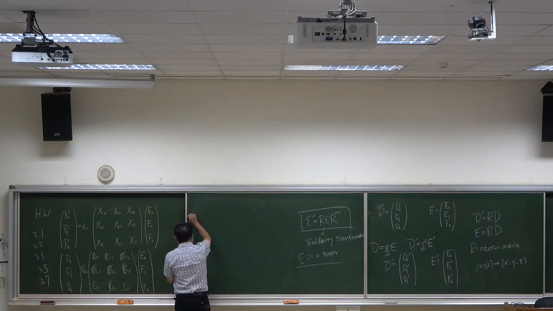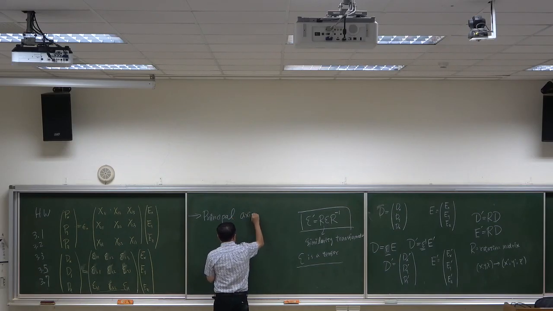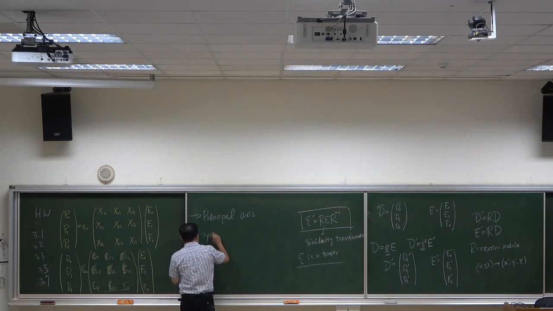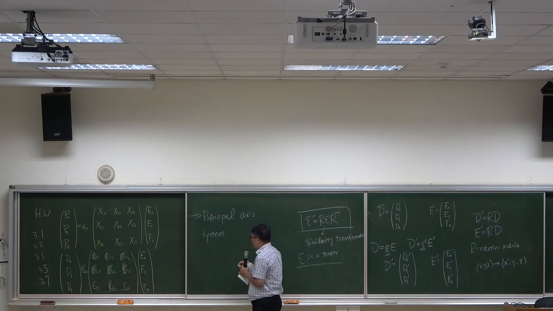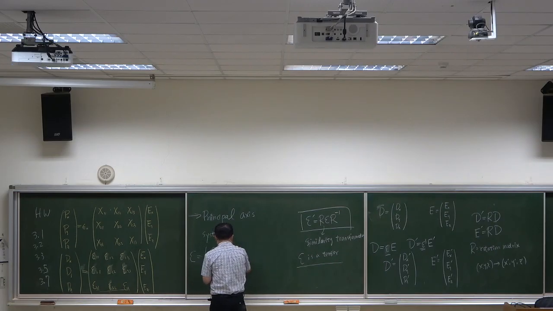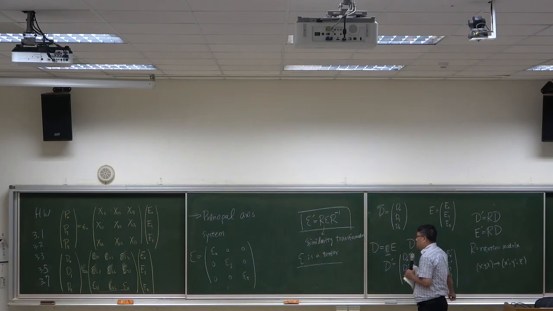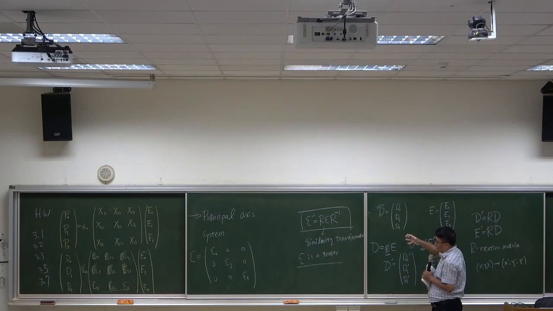We change our coordinate to the so-called principal axis system. In the principal axis system, we have epsilon written as epsilon x, 0, 0; 0, epsilon y, 0; 0, 0, epsilon z. Okay. We change our coordinate system.